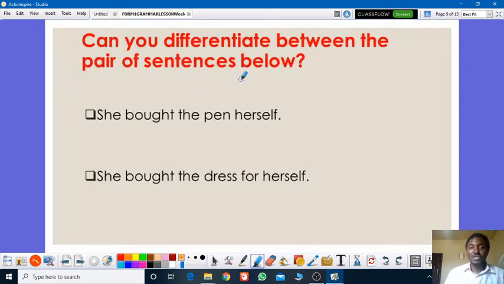Can you differentiate between the pair of sentences below? Just attempt to do it. You can even comment down there and I will see your answer. But remember, the answers are on the next slide. So she bought the pen herself. She bought the dress for herself. Can you differentiate those two sentences? What's the difference in meaning?